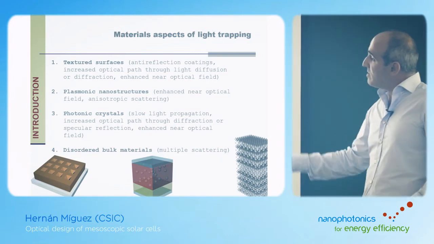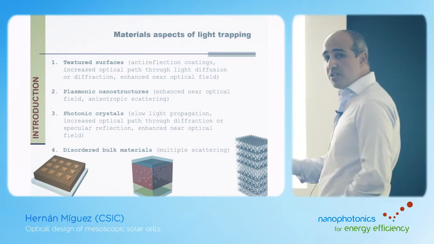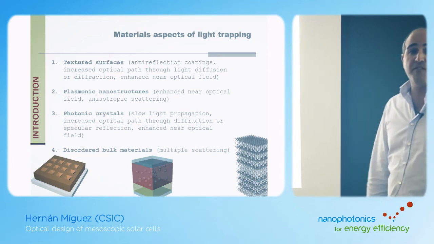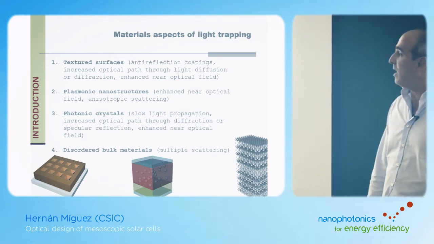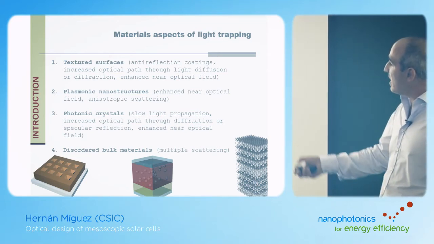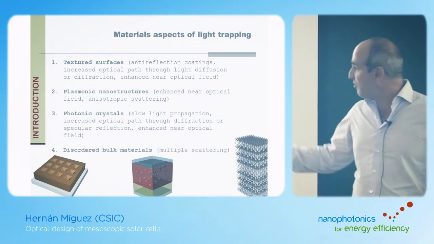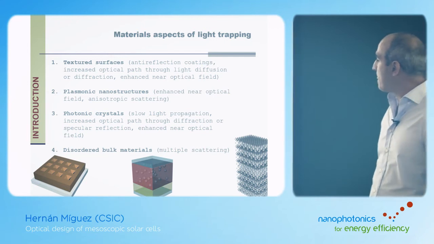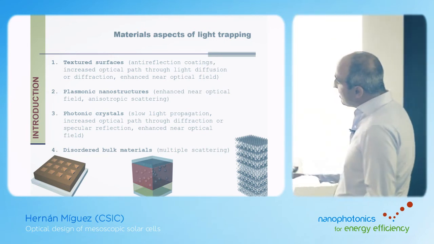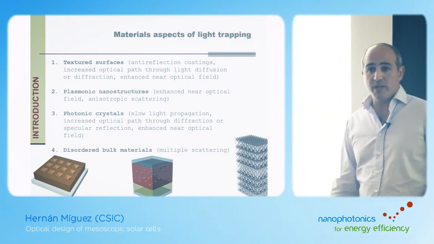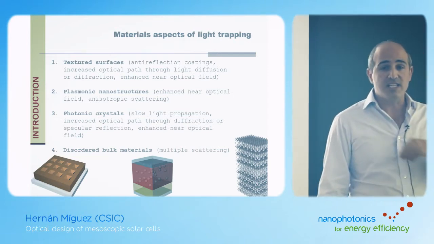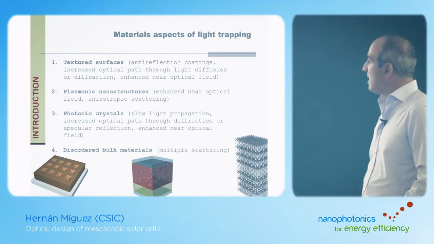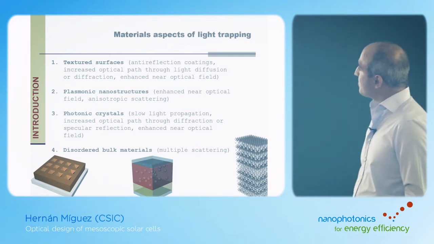Then we have an approach based on photonic crystals of all dimensions. And in this case, we have a wide range of effects that can be useful for a solar cell, like slow light propagation or increased diffraction, specular reflection even, enhanced near optical field again. And finally, I identified disordered bulk materials in which we make use of multiple scattering, so light gets somewhat trapped because of multiple scattering inside these materials.